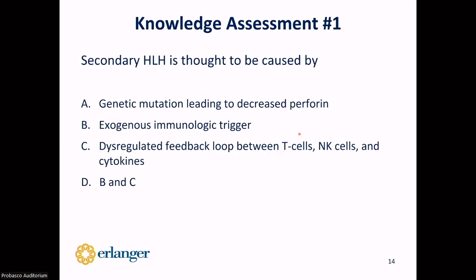So that brings me to our knowledge assessment 1. Secondary HLH is thought to be caused by A, a genetic mutation leading to decreased perforin, B, an exogenous immunologic trigger, or C, dysregulated feedback loops between T cells, natural killer cells, and cytokines. Or D, both B and C. Yeah, so the answer is D, both B and C. Secondary HLH is more prevalent in adults and is thought to be implicated by some type of exogenous trigger that leads to that subsequent dysregulation in our T cells and natural killer cells.